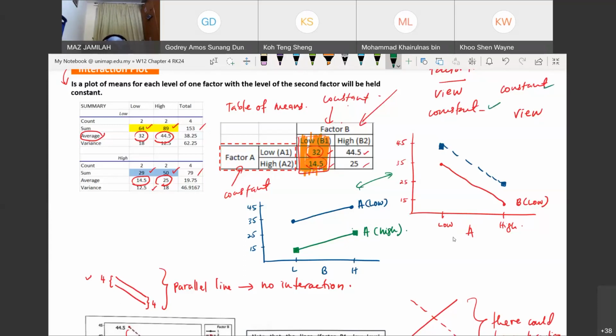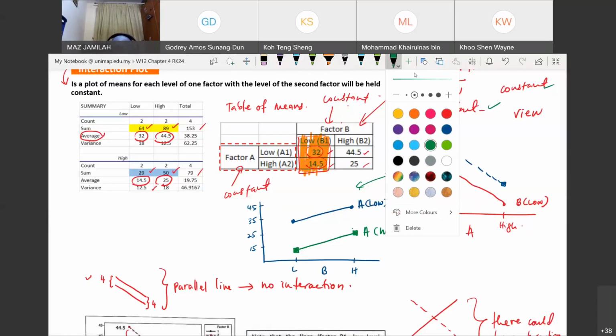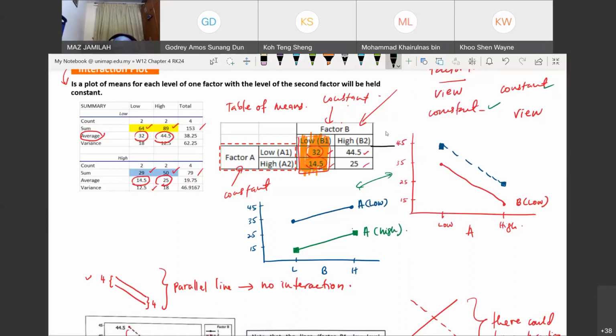Any questions so far, class? Imagine if you have another level of factor B. Please make sure you know how to add it to your interaction plot. Let's say you have another point somewhere here, and another here, so there will be three together. You will have to add one more level of your factor. Clear, class? Is it clear?